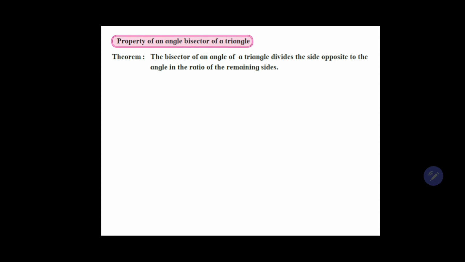Now there is another property, the property of an angle bisector of a triangle. The statement is: the bisector of an angle of a triangle divides the side opposite to the angle in the ratio of the remaining sides. So for that, let us consider a diagram.